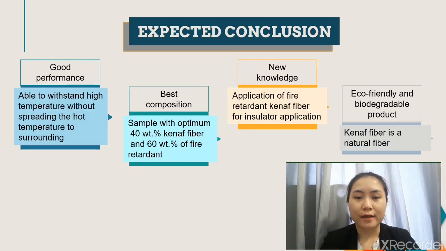As a conclusion, the expected development of a good performance insulator application is achieved, where it is able to withstand high temperature without spreading the hot temperature to the surroundings. The sample with 40 weight% of kernel fiber and 60 weight% of fire retardant is expected to have the best composition ratio. From this research, new knowledge of the application of fire retardant kernel fiber for insulator application was achieved by applying an eco-friendly and biodegradable product, for example kernel fiber, which is a type of natural fiber.